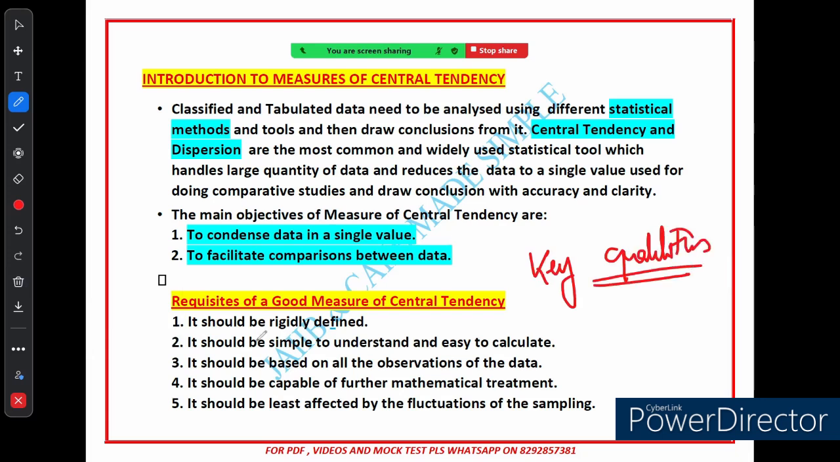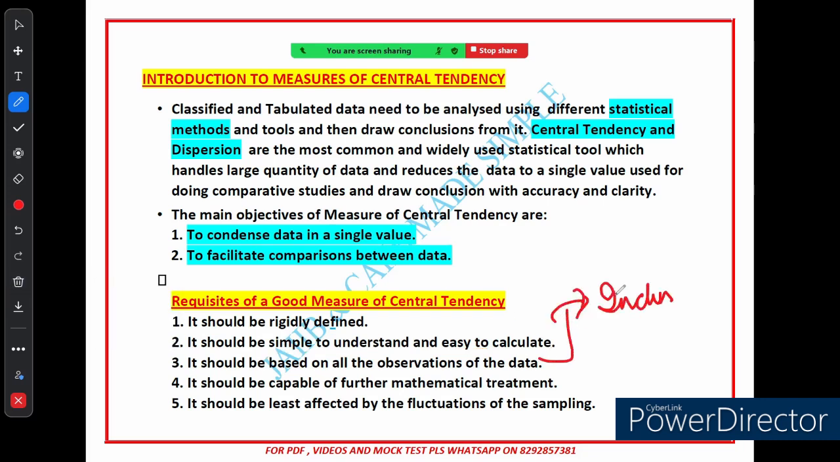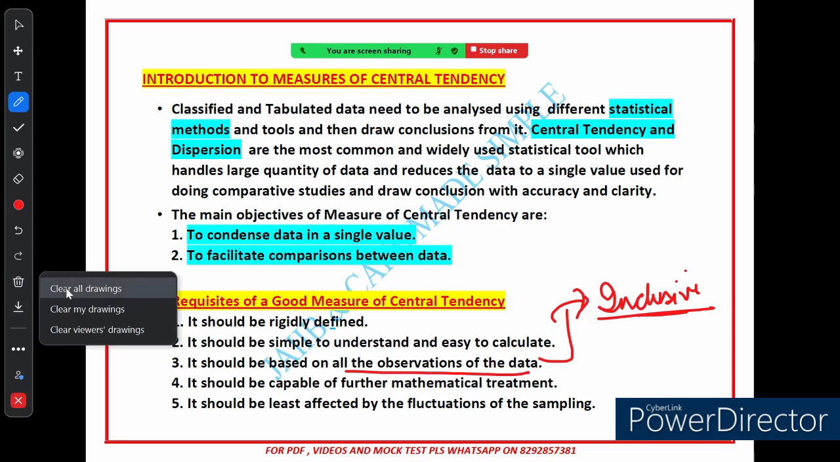So the first thing is that it should be clearly defined. Here you can see, rigidly defined. It means that it should be very specific, so there is no confusion about what it represents. The second point is that it should be simple and easy. In terms of both understanding and calculation it should be simple. Third, it should be inclusive. What is the meaning of this term inclusive? It must take all observations into account. All observations of the data should be taken into account.